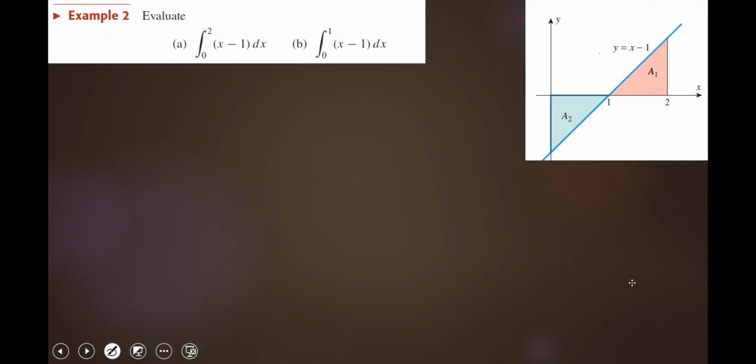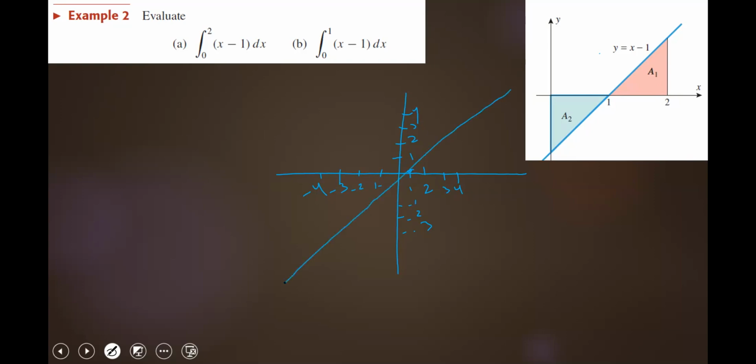Here for this graph, as we see, it is already graphed. This is for x minus 1. If you want to draw it, you can plot many points here. When x is 0, y is negative 1. When x is 1, y is 0. When x is 2, y is 1. Then you sketch it like this, and you will have this graph.